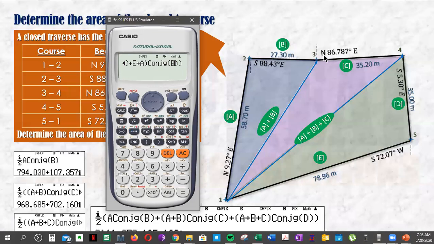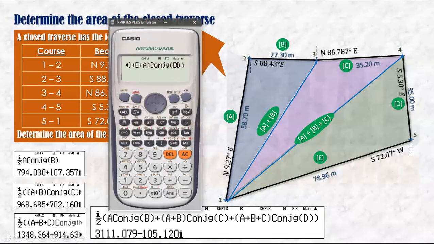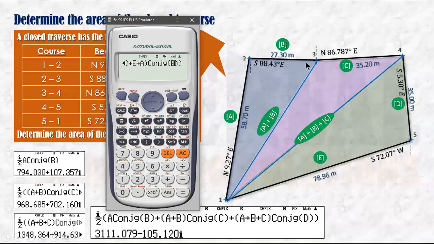Okay, so ito. So, do I have to include the last one? Again, this would be the operation if missing yung 3-4. And with that, I think we're already done. Now, no need to include C. So as you see, the same result, 3,111.079. No?